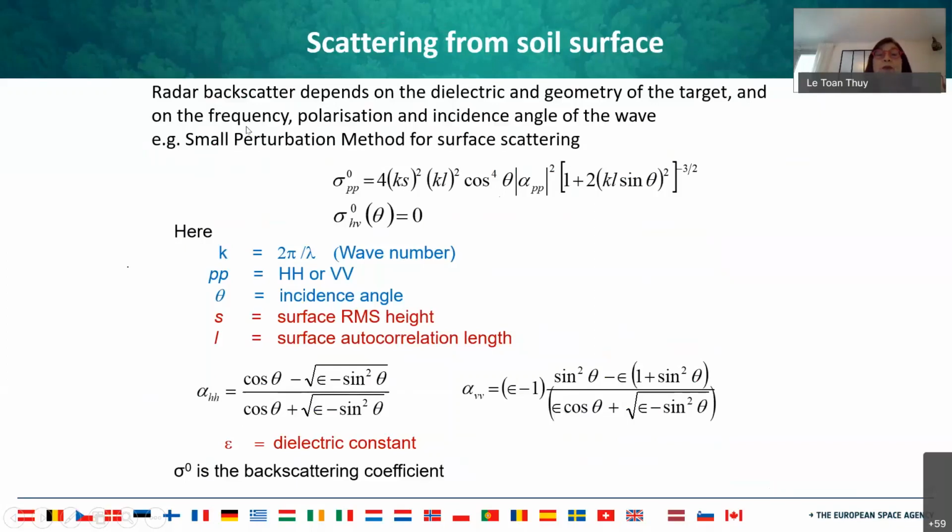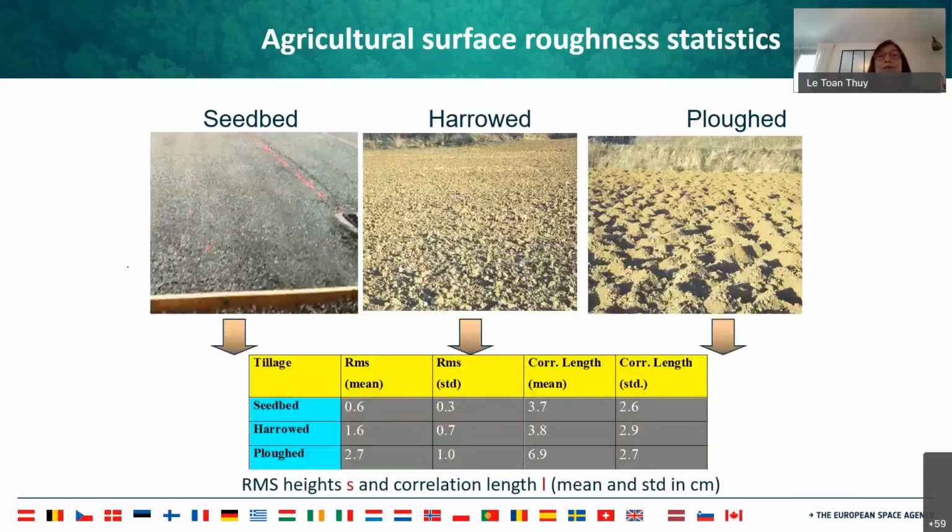So when you go to the scattering from the surface, it depends on the roughness defined by correlation length and RMS height, and the incidence angle and the dielectric constant of the media. And we did a lot of experiments with agricultural surface roughness in the past.